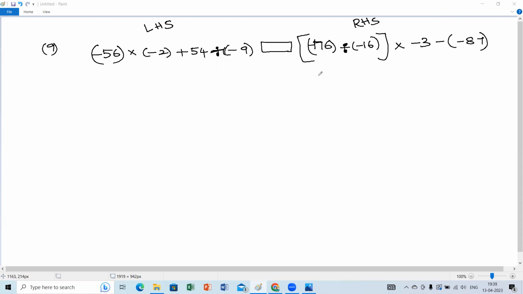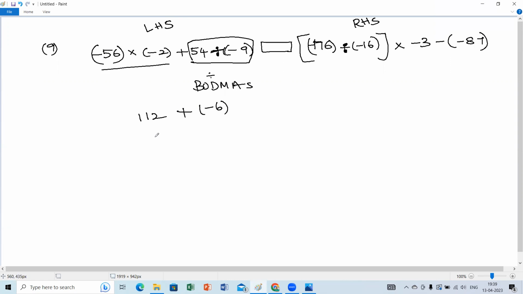So first one, according to the DMAS rule, BODMAS and DMAS, division should be first. So I have to divide this part. 54 divided by 9: 9 how many times is 54? 9 sixes are 54, so minus 6 because it is minus there. Then it is multiplication, 56 into 2, minus of minus becomes plus, 112. Plus this, if I subtract 6, 106 is the correct answer.